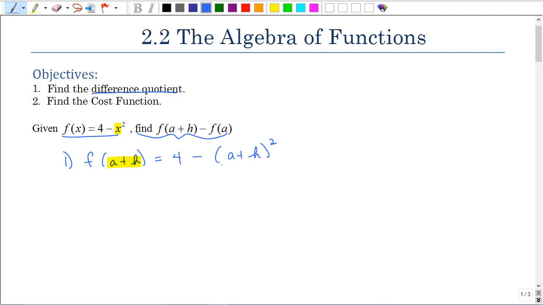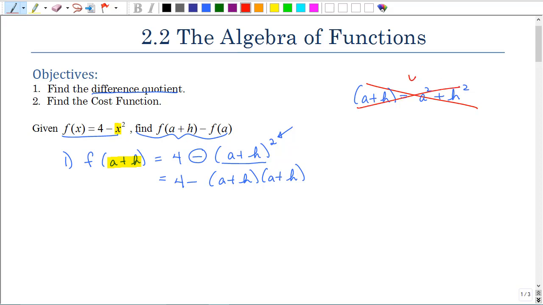Please notice that I put the a plus h in parentheses, and that's going to help me remind myself of order of operations, and that I need to square this first before I subtract. Squaring something means to multiply it by itself. We can't just say that (a plus h) squared equals a squared plus h squared. That is very wrong. Please don't do that.